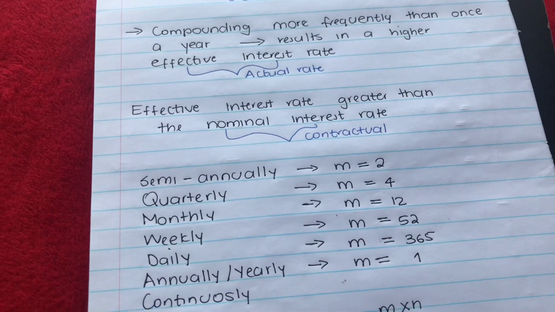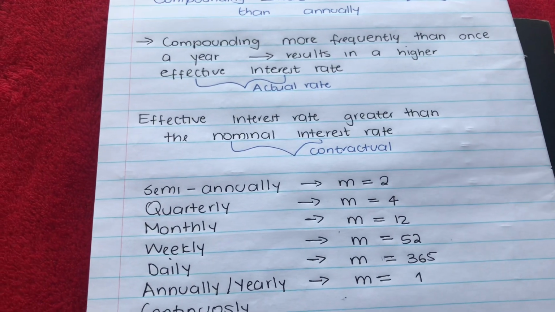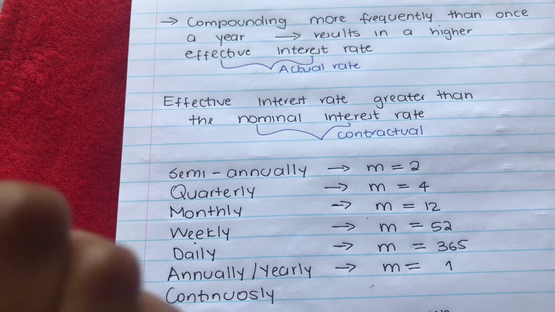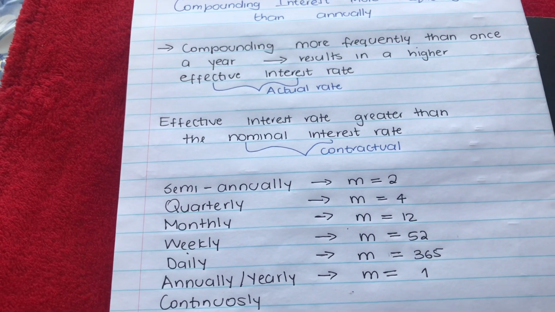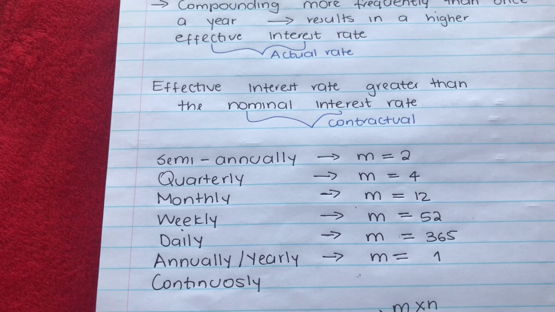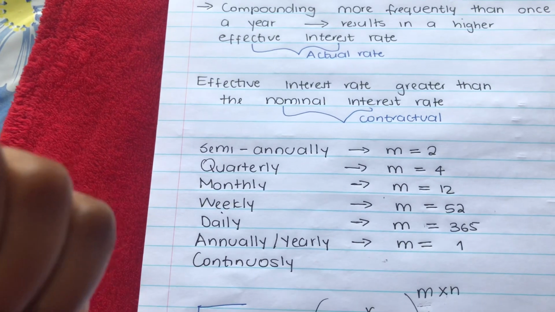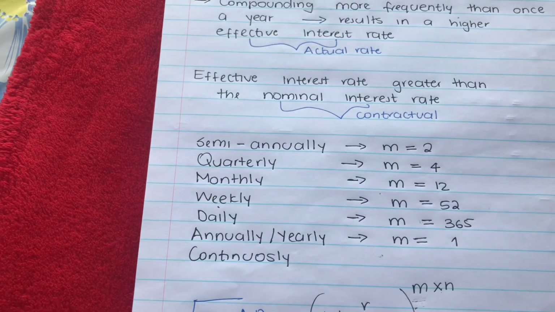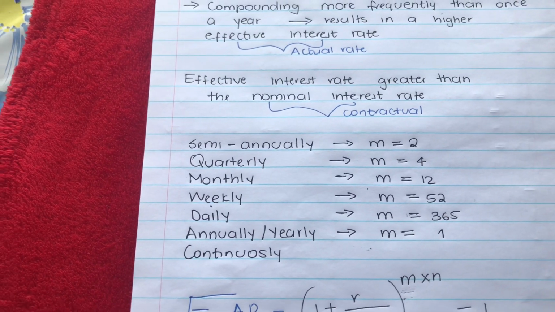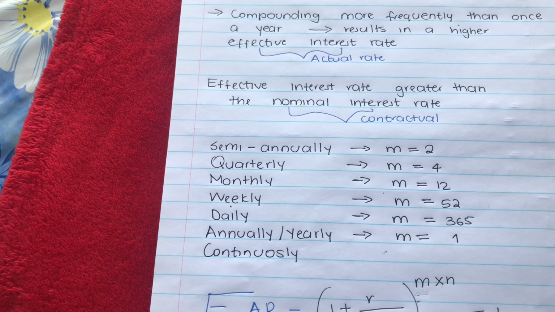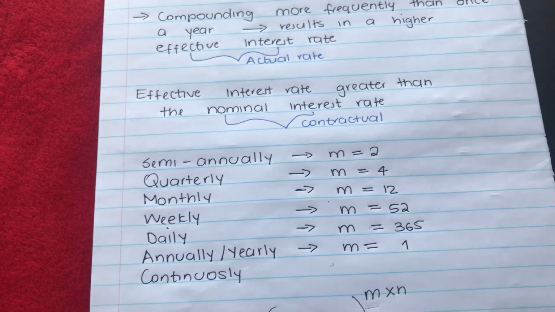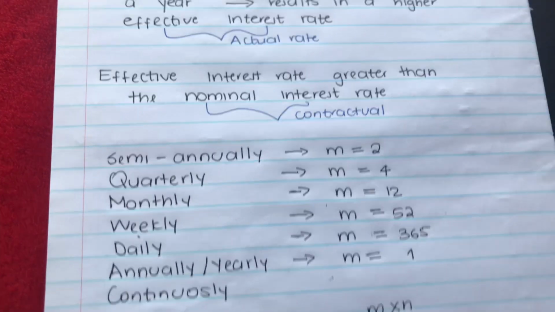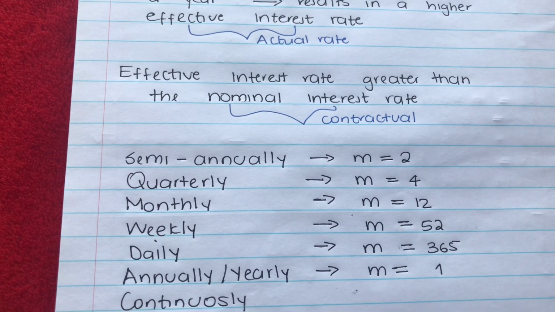With the effective interest rate, I need you to note this. When we're talking about the effective interest rate, we're talking about the actual rate. But when we talk about the nominal interest rate, we're talking about the contractual rate. So at the beginning of the contract, you're going to sign for the nominal rate. But anything that happens during the year, with the interest going up and down, you are going to get the effective interest rate out of that. So you're going to have the new interest rate.